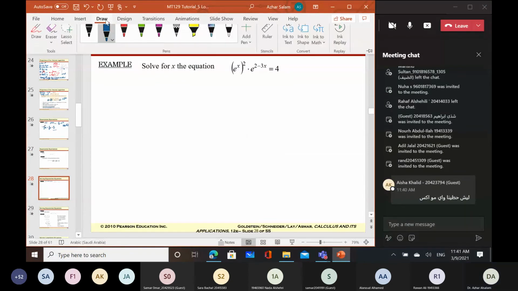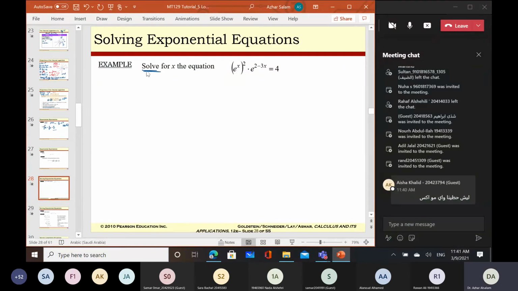Okay, now another example is solve the equation. I have here an exponential equation. It's similar to what you have in the TMA, I think. I have here exponents, e to the power x, all to the power 2, multiplied by the same base e for this exponent. So first I will simplify that. I will use that b to the power x, all to the power y, is equal to b to the power xy.